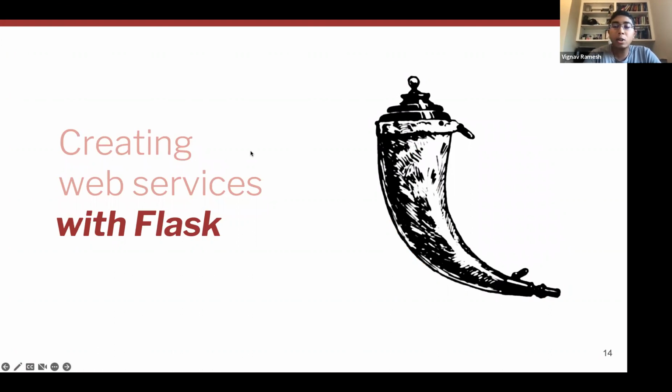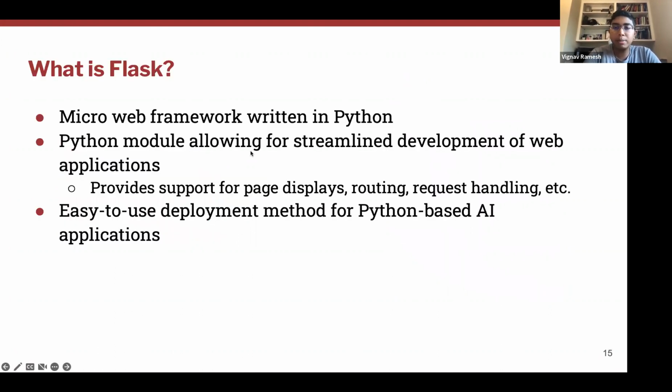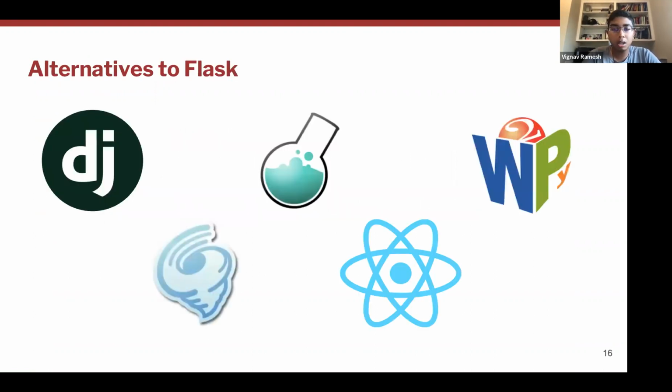So Flask is a micro web framework written in Python. Simply put, it's a Python module allowing for streamlined development of web applications. This means that it provides programmatic support for web-related tasks, including displaying pages, routing, request handling, and more. It's essentially an easy-to-use deployment method specifically for Python-based AI applications. And some alternatives to Flask include Django, Tornado, Bottle, React, and Web2Py.